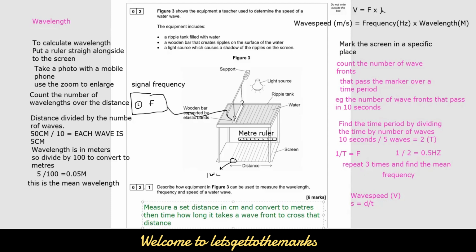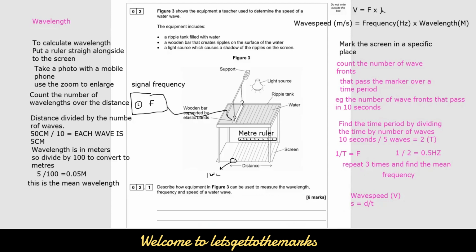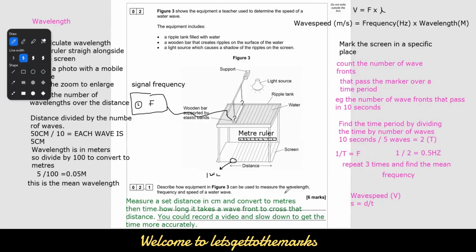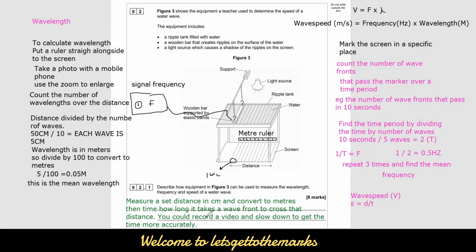You could record a video and slow it down to get the time more accurately. Often mobile phones have time on them, and you could slow that down and record it, and it would be more accurate than trying to do it yourself. Let the video do it for you. That gives you the time, and then just do d over t. So measure a distance, convert it to metres, then time how long it takes the wave to cross that distance, and use this equation to find the speed.